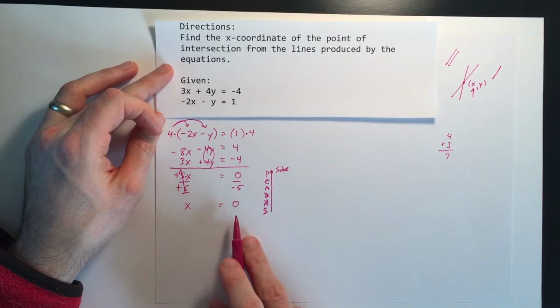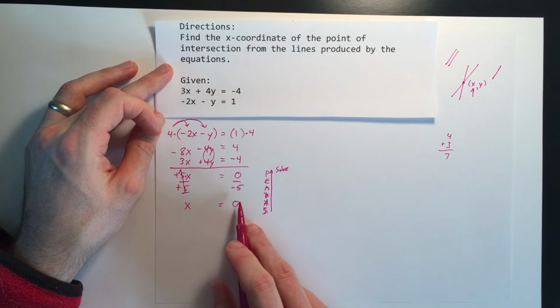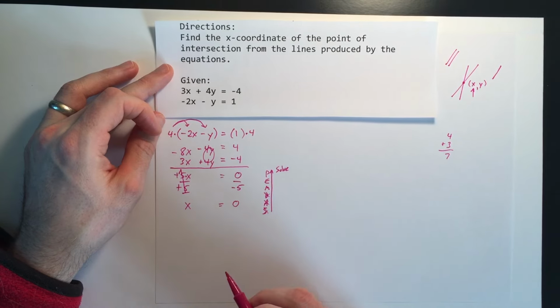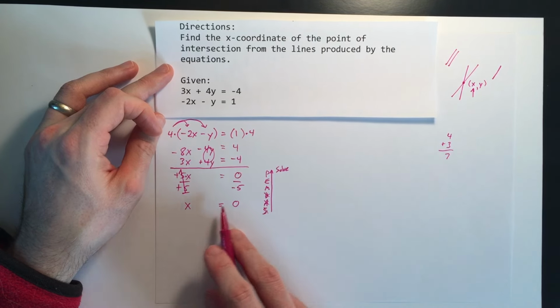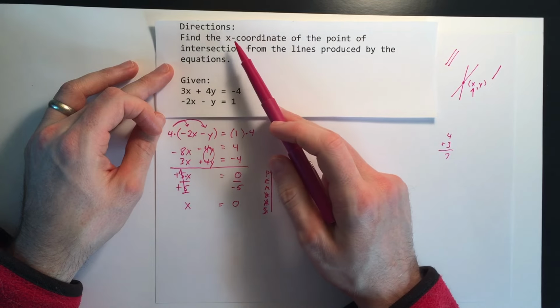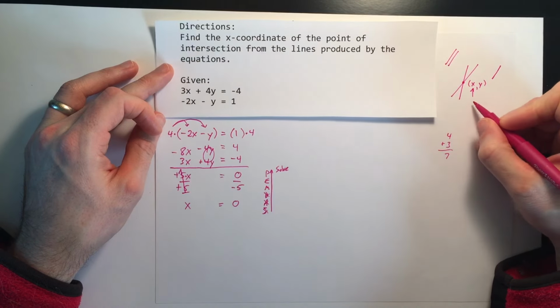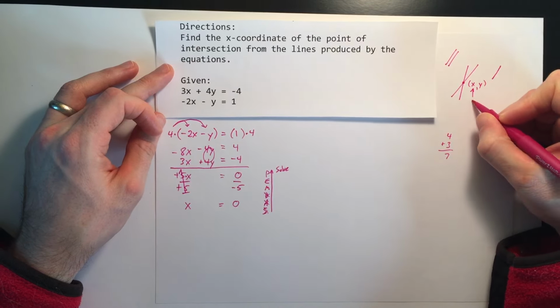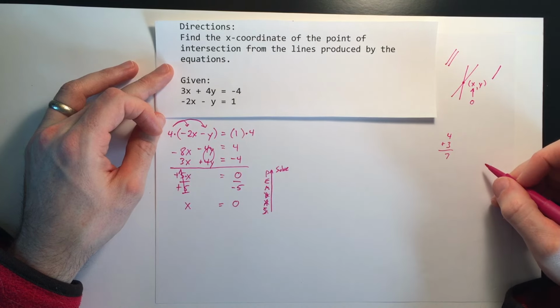Now, that actually is the number that x equals. This looks a little funny because it's 0, but it's just like any other number. 1, 2, negative 3, doesn't matter. It's just 0. X equals 0. That's the answer to the question. The coordinate where these lines would cross has a 0 for the x coordinate. Okay, and that is the answer to this problem.